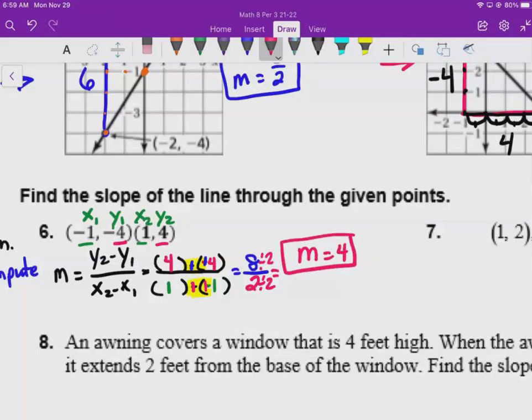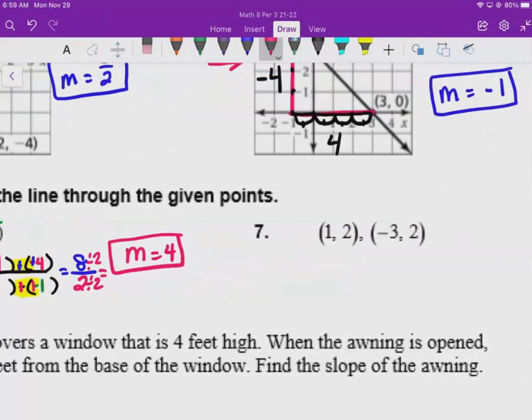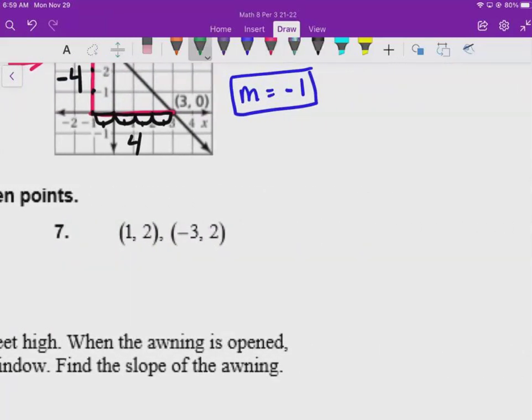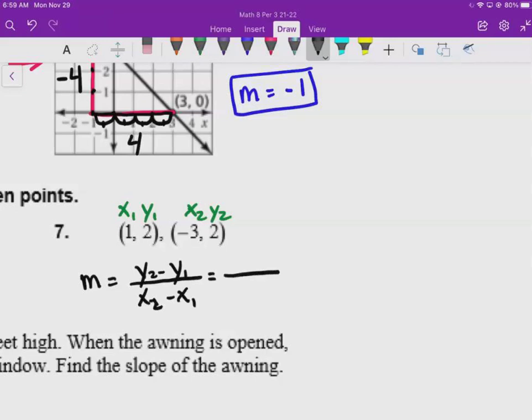Okay, and one more. So turn off the video, do this one yourself. Okay, now you're back. It's magic. x1, y1, x2, y2. Step 2, write the formula. Y sub 2 minus y sub 1 over x sub 2 minus x sub 1. And then it's parentheses minus parentheses over parentheses minus parentheses.